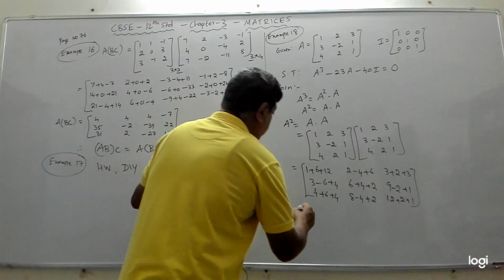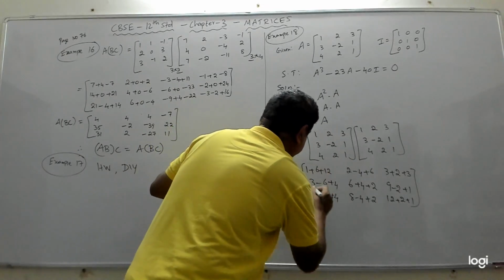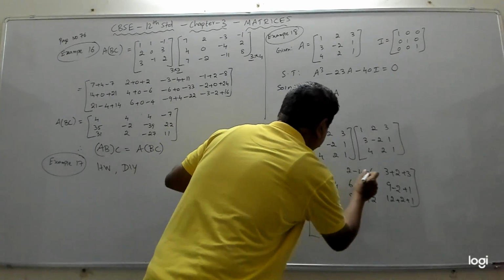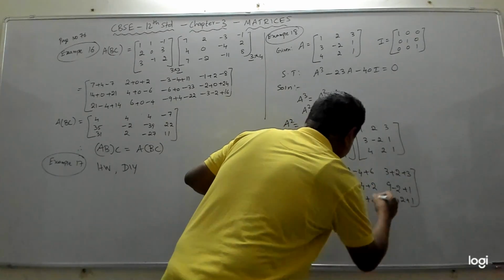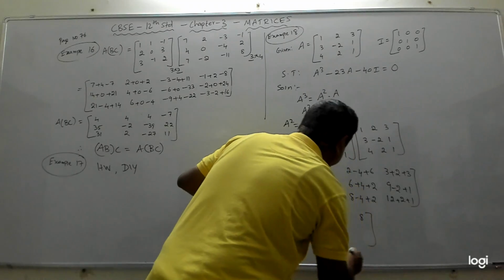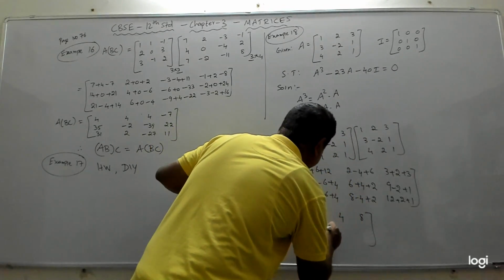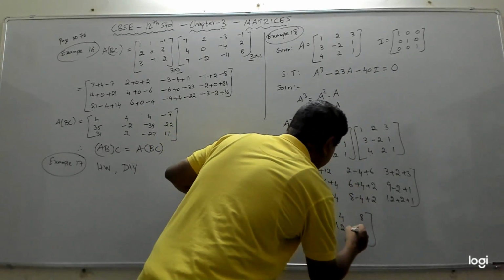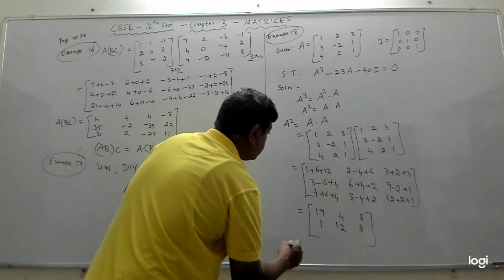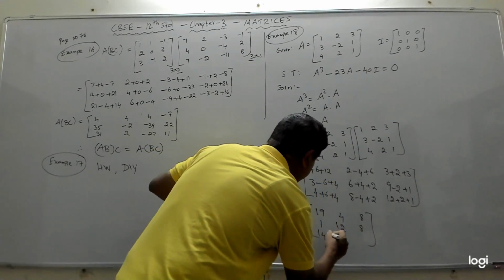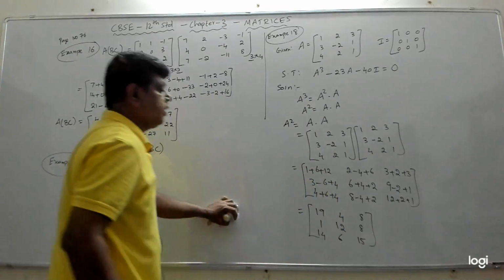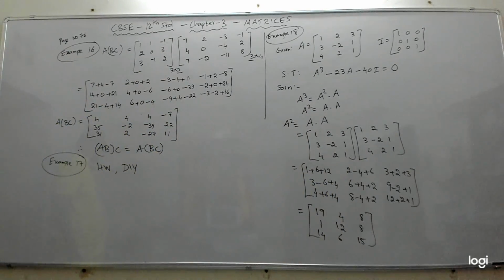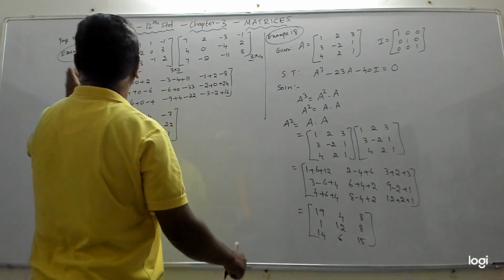Now if you simplify all this, what do we get? So you get 18, 19, then this becomes 8 minus 4 is 4, then 3 plus 3, 6 plus 2 is 8, then 7 minus 6 is 1, 12, 8, then 14, 6, followed by 15. Fine. So this is your A square matrix. Now we have found A square. Now we should find A cube.